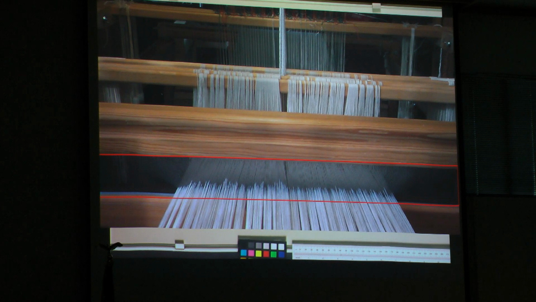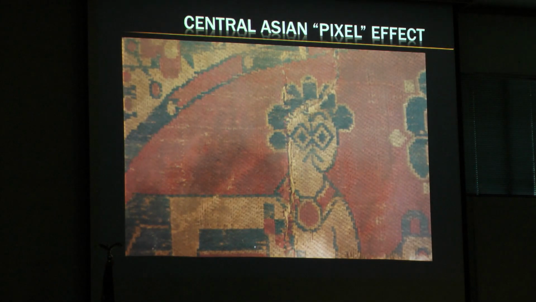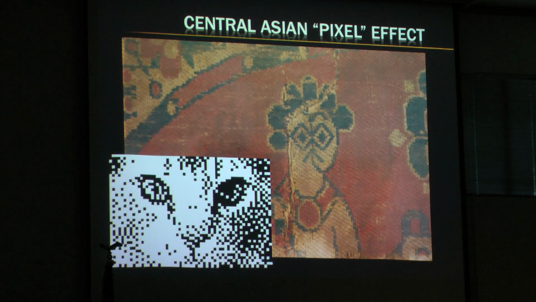So the number of the warps used for the rondel is exactly the same. But since they didn't have something to divide equally the warp, one rondel is bigger than the other. And this is a common mistake in this beaded rondel motif, especially from Central Asia. And again, the warp of Central Asian textiles is much thicker, giving it a sort of what I like to call pixel effect to the design.